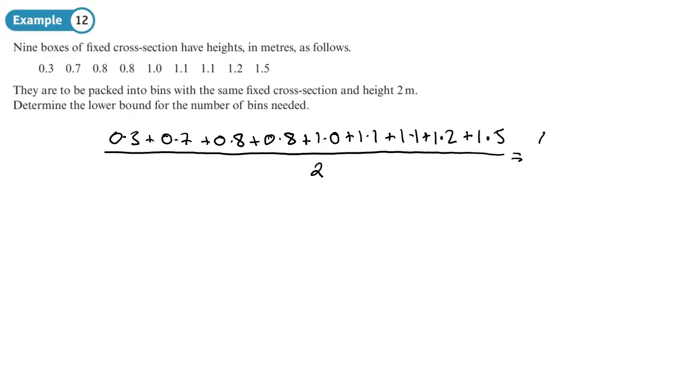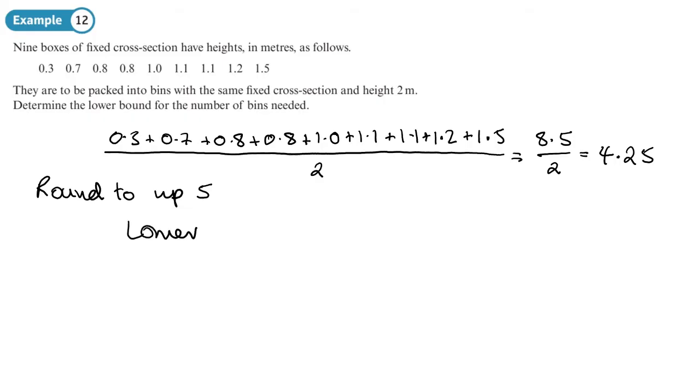So the top adds up to 8.5. We divide that by 2, that'll be 4.25. Now remember, we always round up, so we'll round up to 5. So this tells us that the lower bound would be 5 bins. And if we found 5 bins, that would be an optimal solution. Or we would know it's an optimal solution if we got 5.